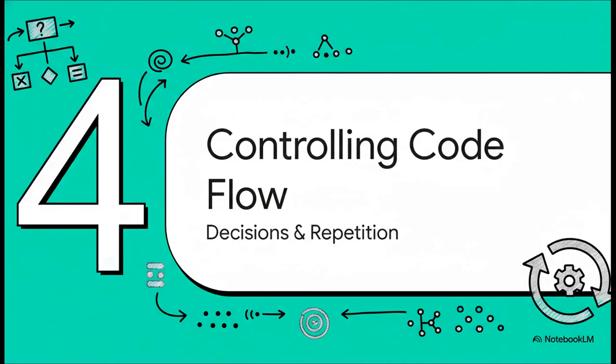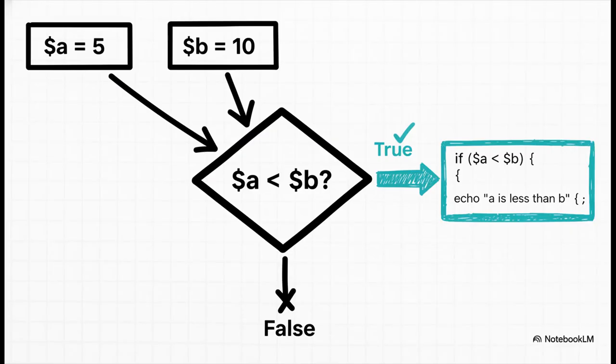Up until now, our code has been pretty dumb, right? It just runs from top to bottom, one line after another. But the real power of programming comes when you can make your code, well, think. When it can make decisions and repeat actions. This is called controlling the flow of your code, and we do it with two main tools, conditions and loops. Let's start with making decisions. Imagine your code comes to a fork in the road. Should it go left or right? An if statement is what lets it make that choice. It asks a simple true or false question, and based on the answer, it decides which path to take.